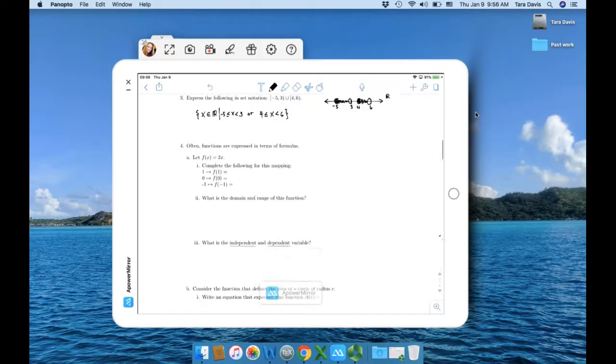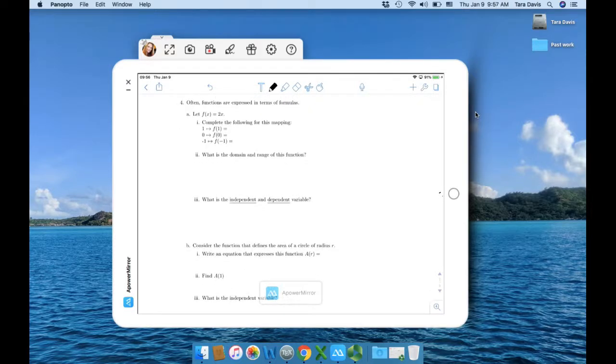So, moving on to problem number 4, often functions are expressed in terms of formulas, as we discussed. They're not exclusively always given in terms of formulas, but most of the time, especially in this class, they will be. So for example, if we let the function f associate any input x with the y value f of x, which is 2x, then we can answer the following question.